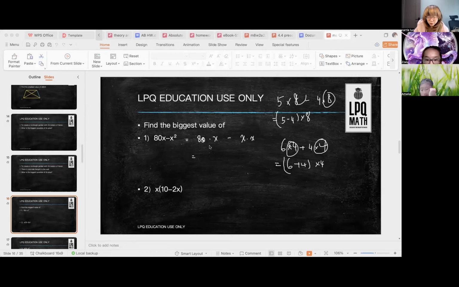So for this one, I want you to think about it. Which one is common for 80 times x and x times x? Which one is common? Times x, correct? So can we have 80 minus x times x? Do you understand this part? I'm going to stop here and wait for you.